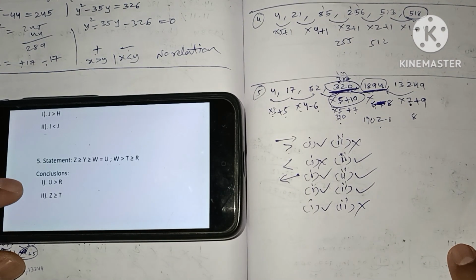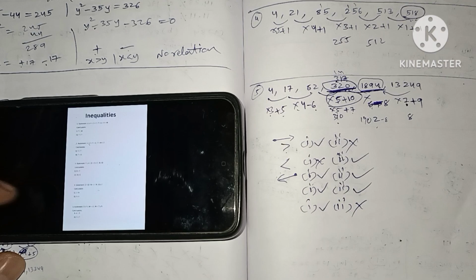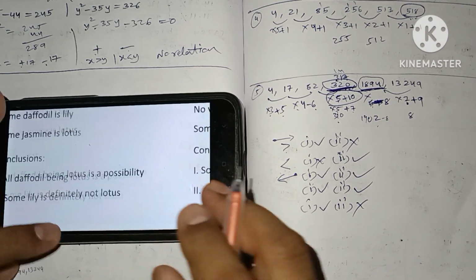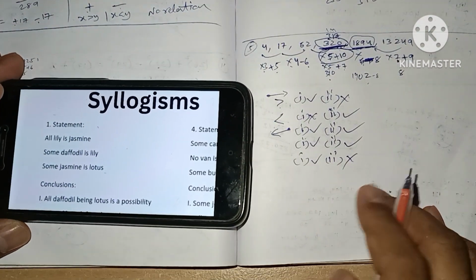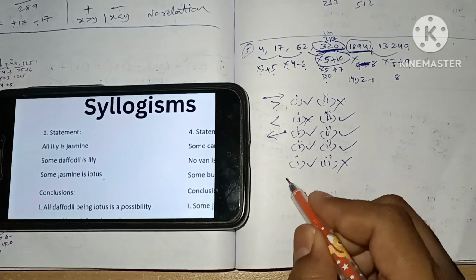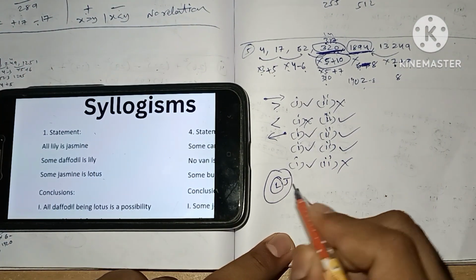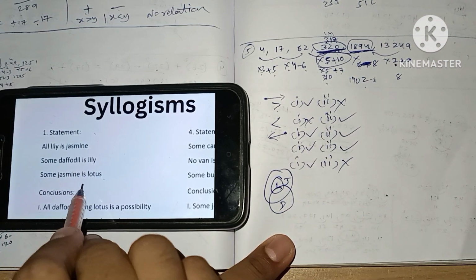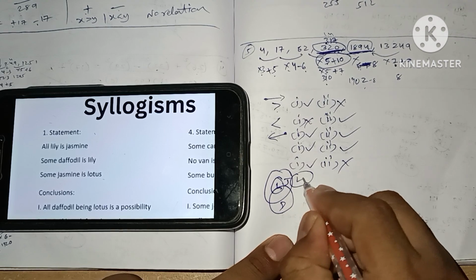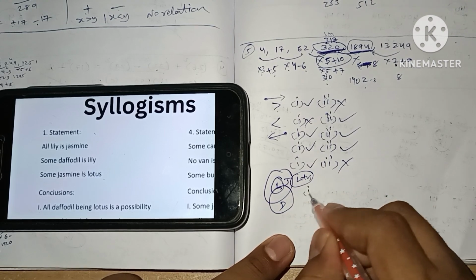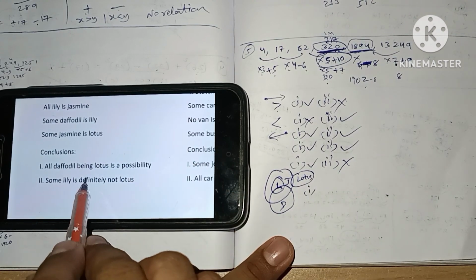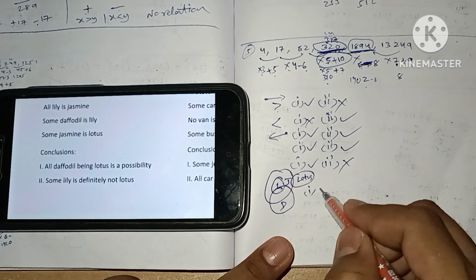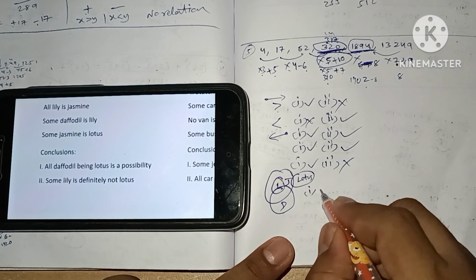Now we are going to see syllogisms. First question, all lily is jasmine. Some daffodil is lily. Some jasmine is lotus. Let's see conclusions. First conclusion, all daffodil being lotus is a possibility. Here there is no case here. So here saying about possibility. So first conclusion is true.